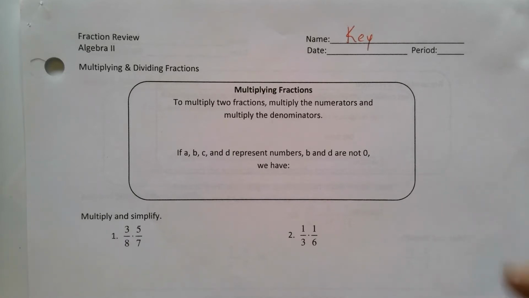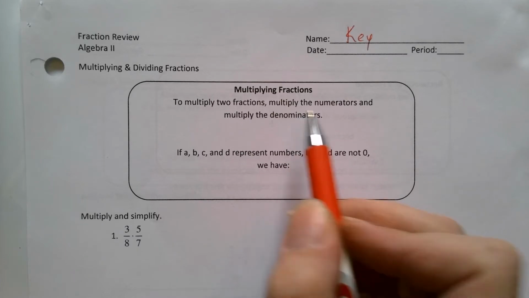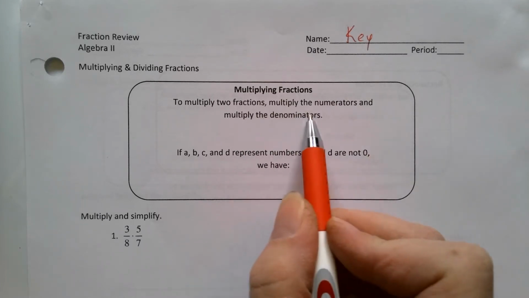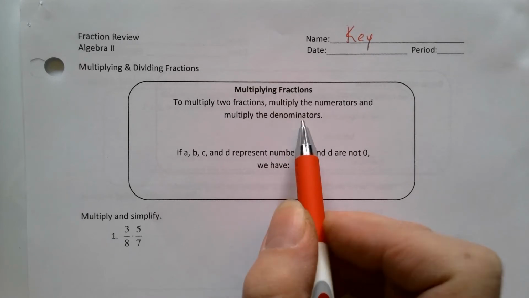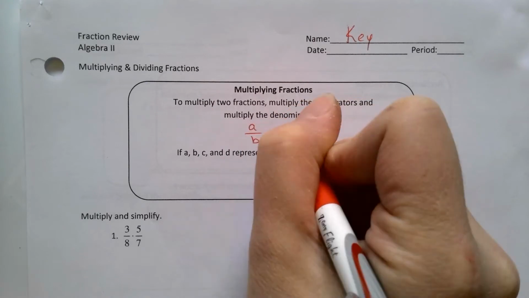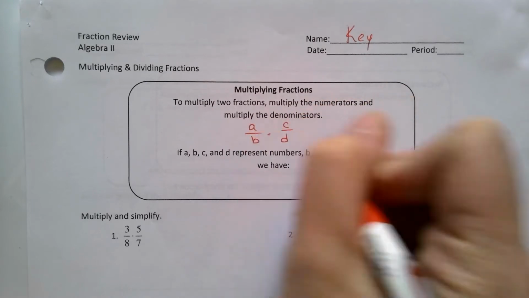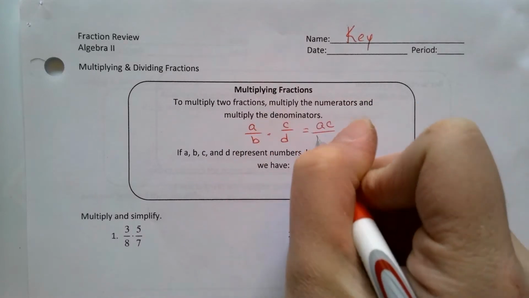First we're going to start with multiplying fractions, and then we're going to get into dividing, adding, subtracting. To multiply two fractions, we multiply the numerators and we multiply the denominators. So we multiply across the numerators and across the denominators. If you have a over b times c over d, just a general idea here, that gives us a times c over b times d.